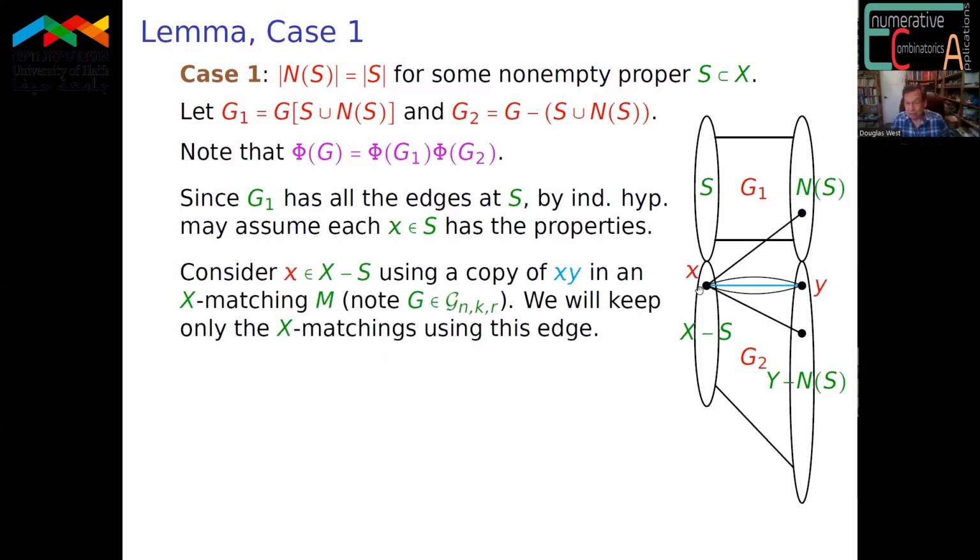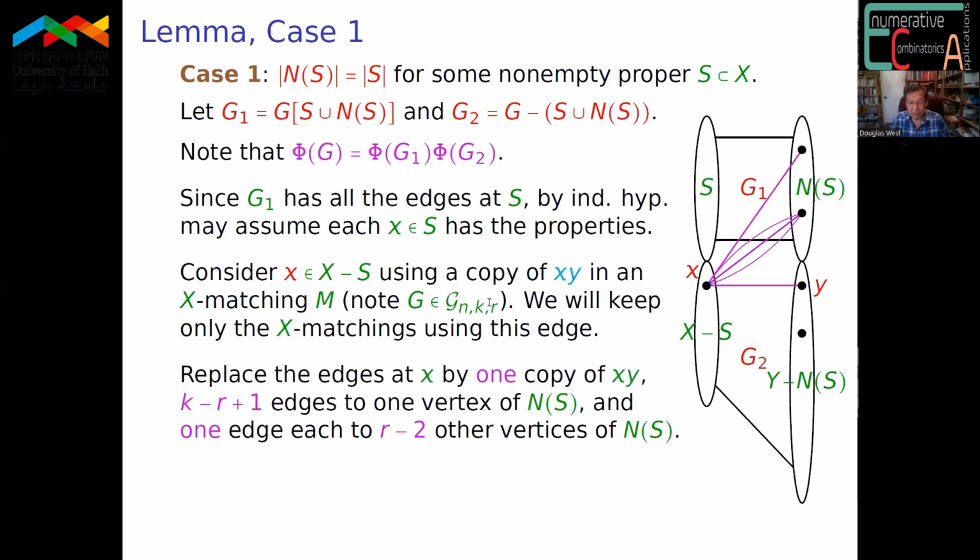So what about a vertex down here in this part? Well, let's fix on a particular edge incident to X that appears in some X matching. We're going to keep the X matchings that use this edge and get rid of all the other X matchings that cover X in some other way. So the number of maximum matchings of G2 won't get any bigger.